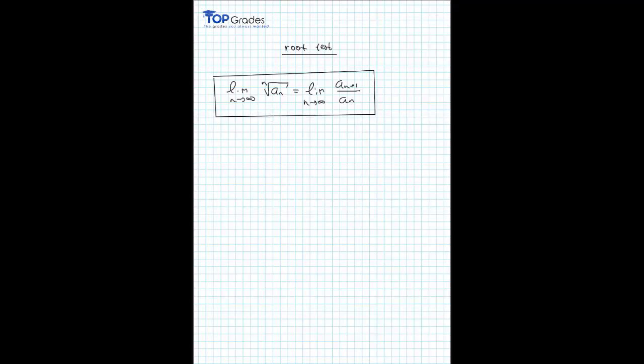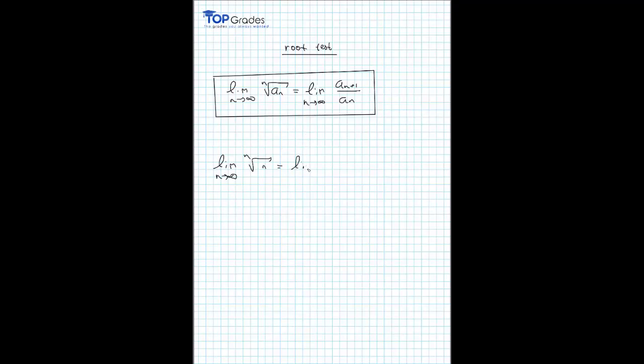Let's take something very basic. The limit as n reaches infinity of the nth root of n. I recognize that we have a root here, but it's not a finite root. If we have something like this, it's not the square root, so don't make this mistake.